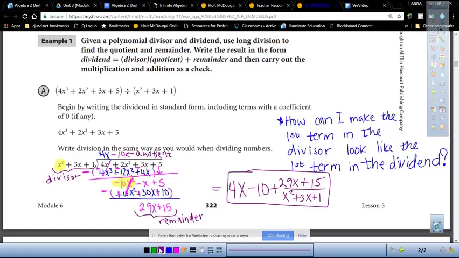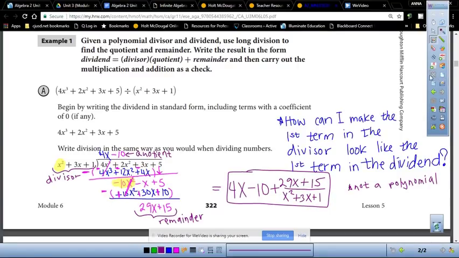Now ask yourself, is this a polynomial? Polynomials cannot have variables in the denominator. Notice my final answer has a variable in the denominator. So this is not a polynomial. The answer is not a polynomial. It's still an answer, and that's okay. This is still the correct answer. Just notice a polynomial divided by a polynomial was not a polynomial in this case.